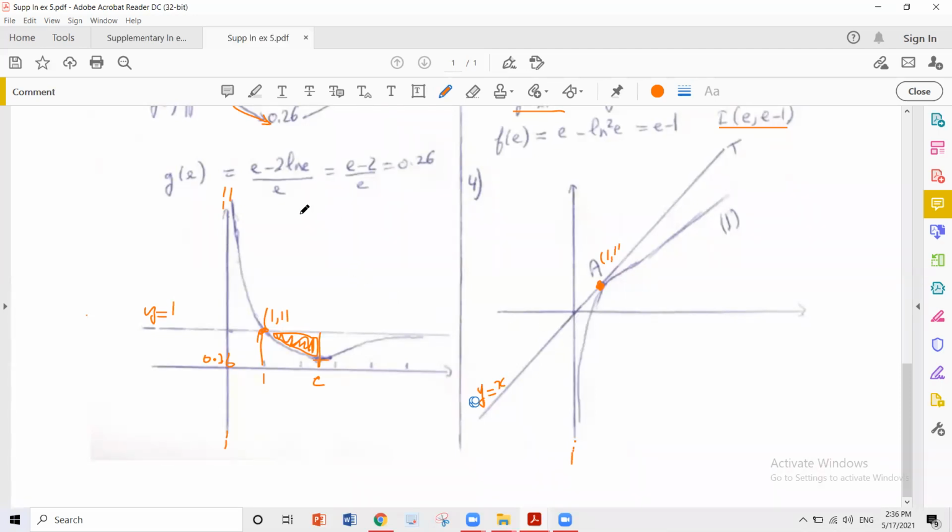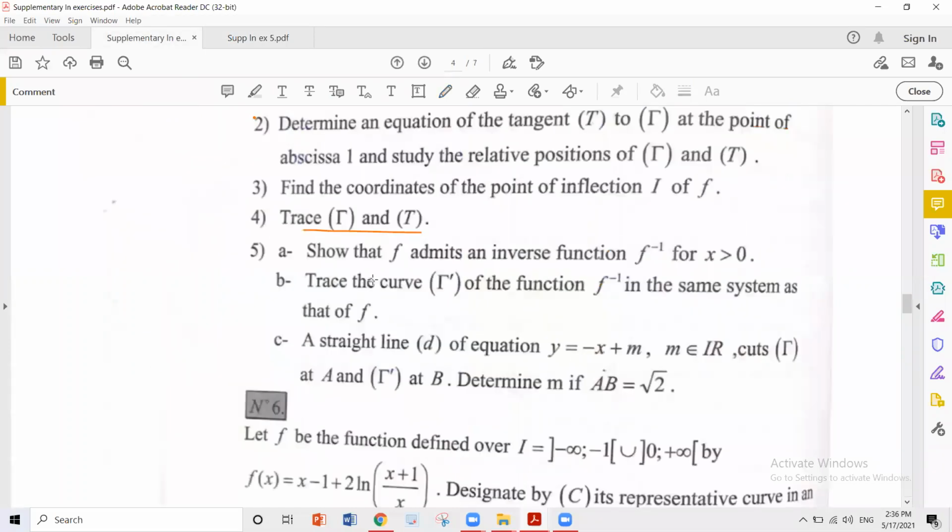Okay, this is all for this exercise. Part 5 is not required, it is about the inverse function.